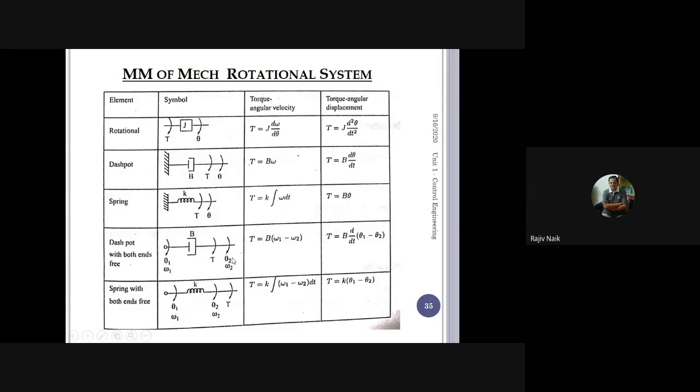Once again, if you refer to the previous class, if one end is rotating with theta 1 and another end is rotating with theta 2, the net difference theta 1 minus theta 2, or omega 1 minus omega 2, has to be taken in terms of a damper or in terms of a spring also. Same thing is there. So top equation or bottom equation, same thing. If the total displacement is theta, it will come directly. If one end is moving by theta 1 and another end by theta 2, then it is theta 1 minus theta 2 for displacement, and for velocity, it is omega 1 minus omega 2. This is the slide.